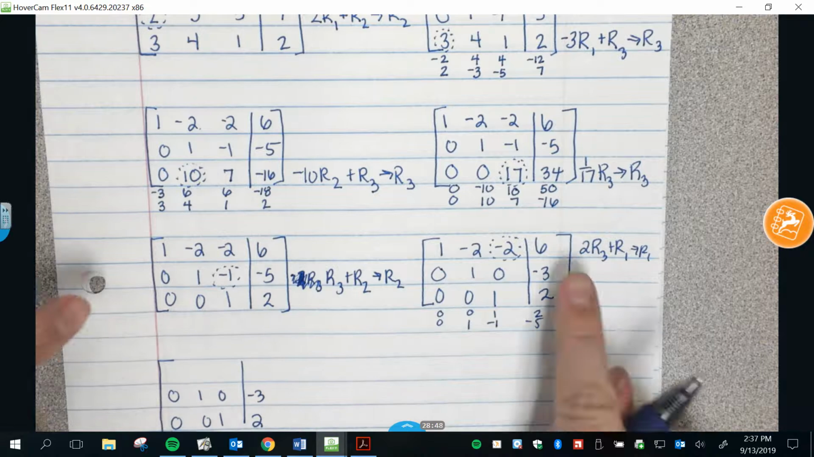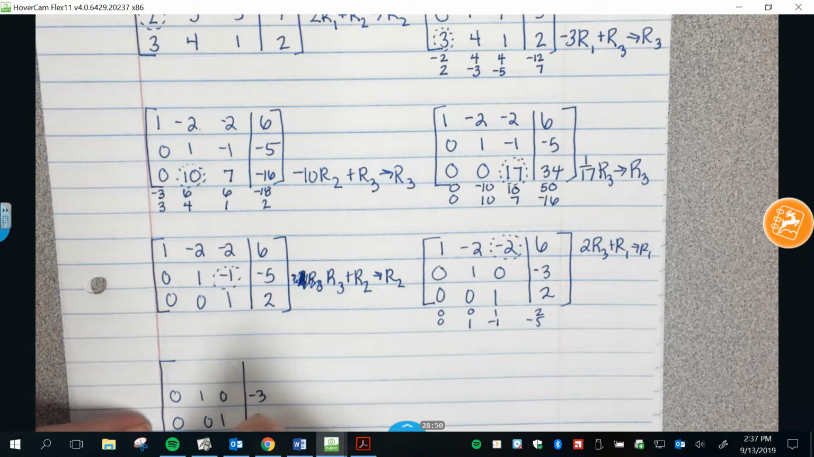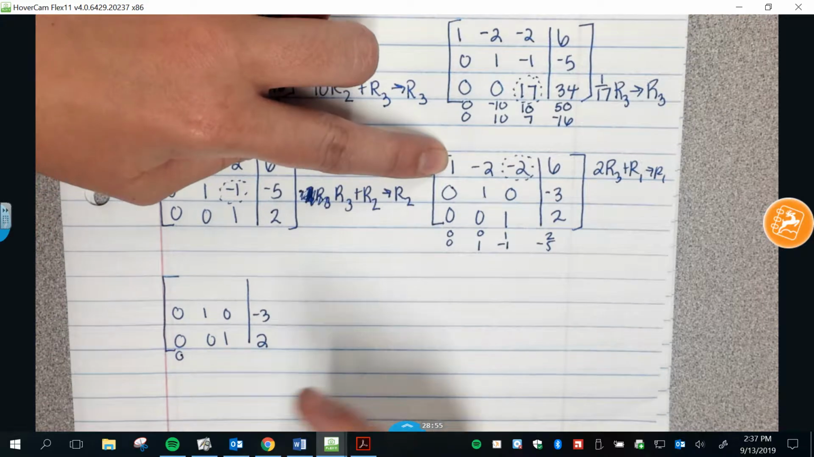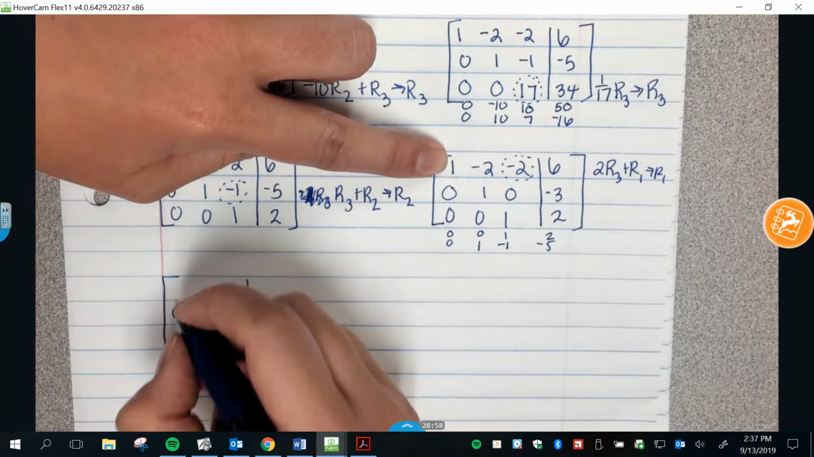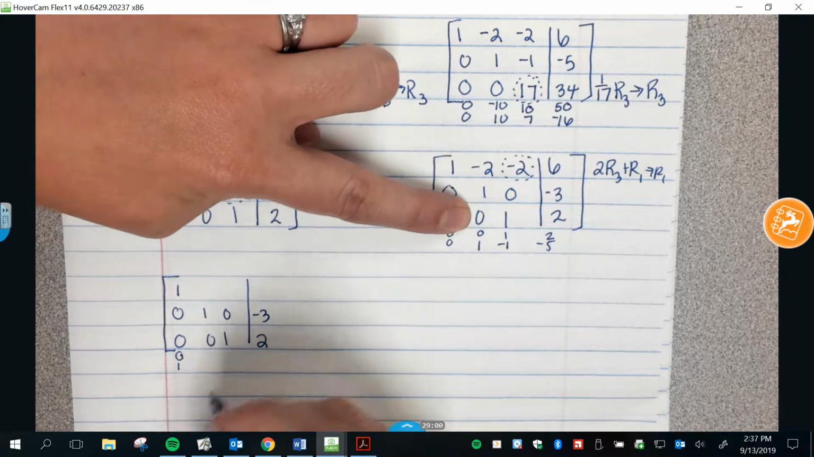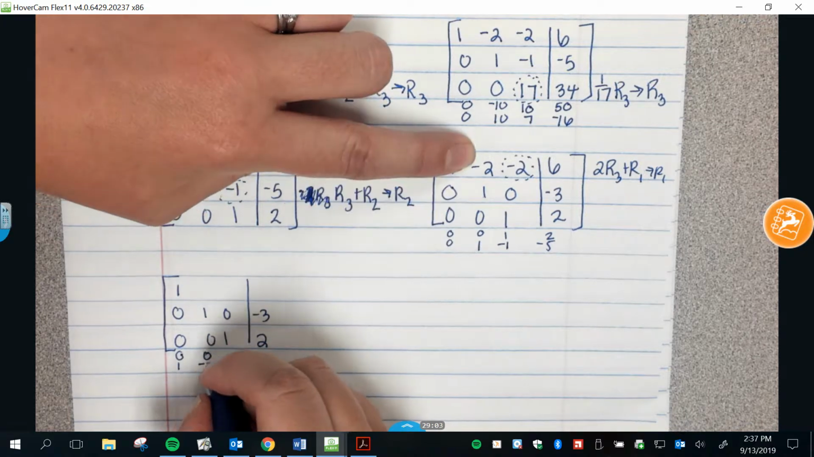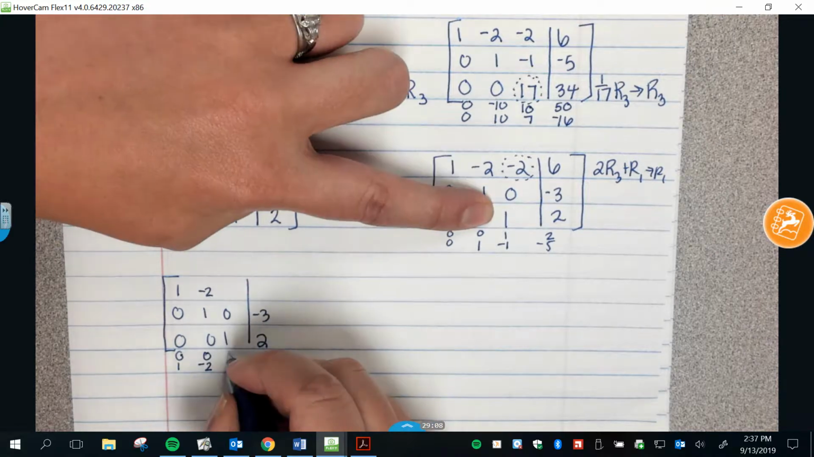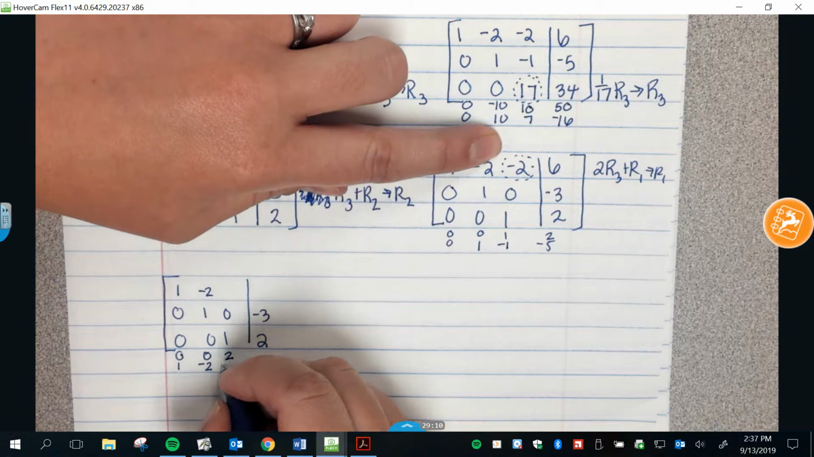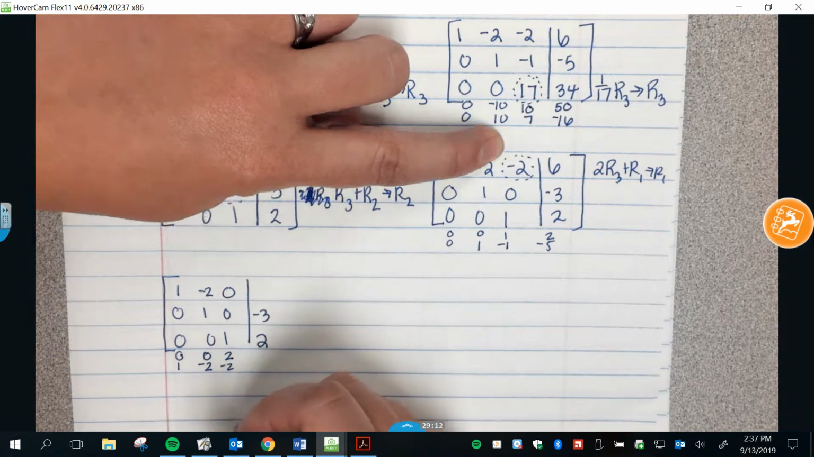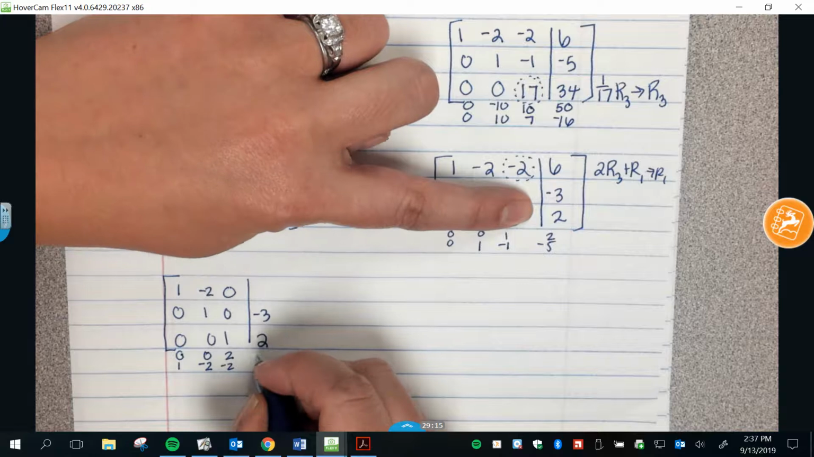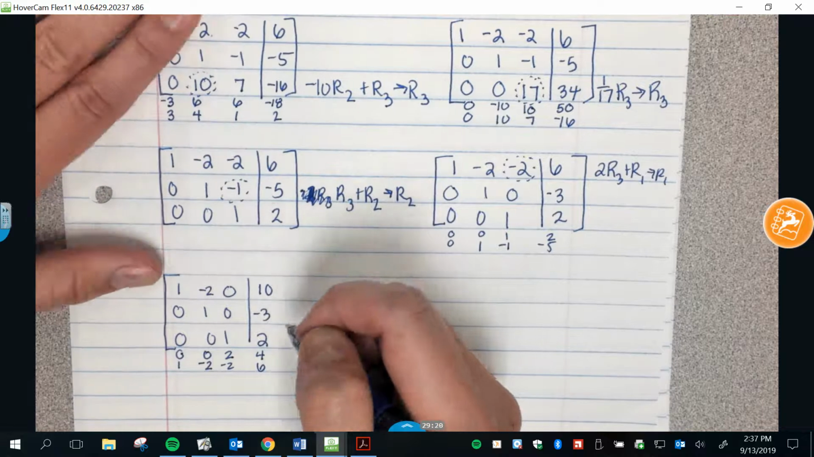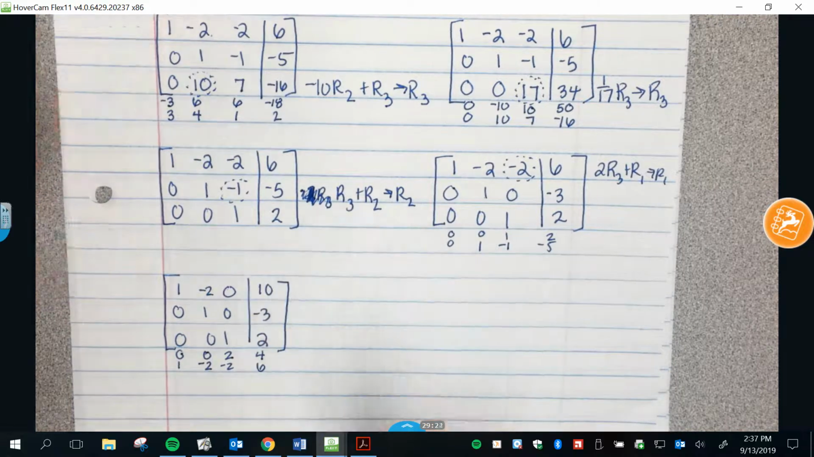Okay. 2 times row 3. So that's 0. I'm sorry, yes. Plus row 1 is 1. 2 times 0 is 0. Plus -2 is -2. 2 times 1 is 2. Plus -2 is 0. And 2 times 2 is 4. Plus 6 is 10. All right. Look, we only have 1 to do.